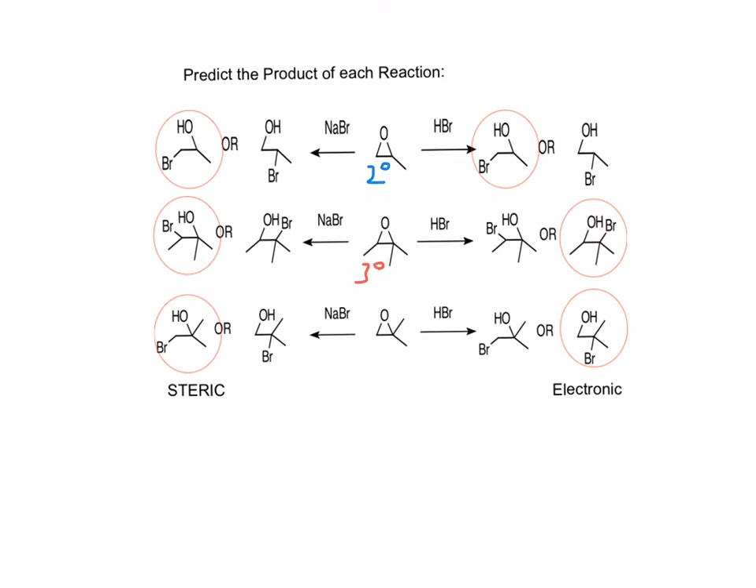So with the Br- nucleophile, substitution occurs at the less substituted carbon, but under acid catalytic conditions, substitution occurs at the more substituted carbon. And for the third set of reactions, note that it's also a tertiary epoxide. And the nucleophile or acid catalyzed conditions determine the product.